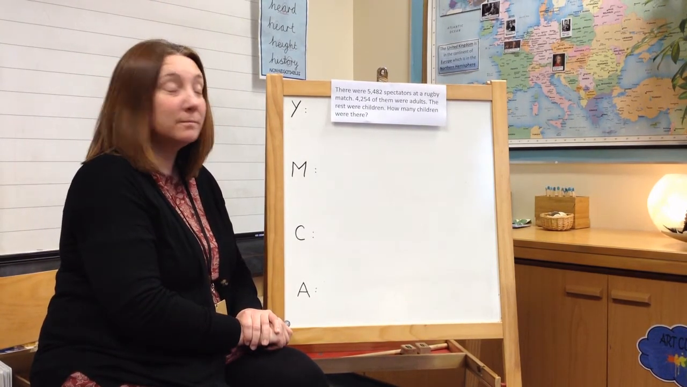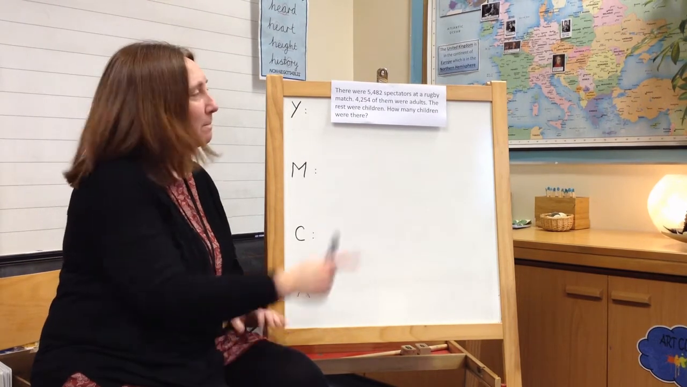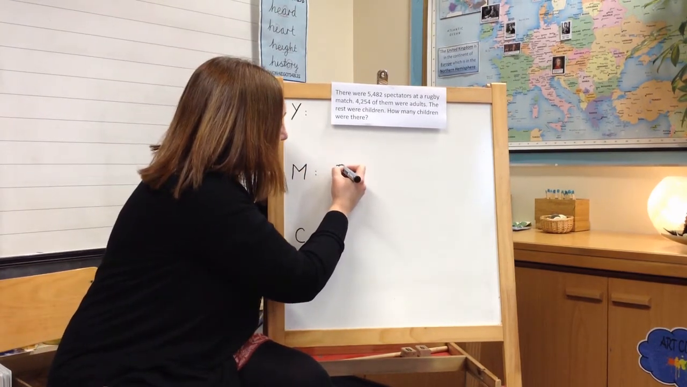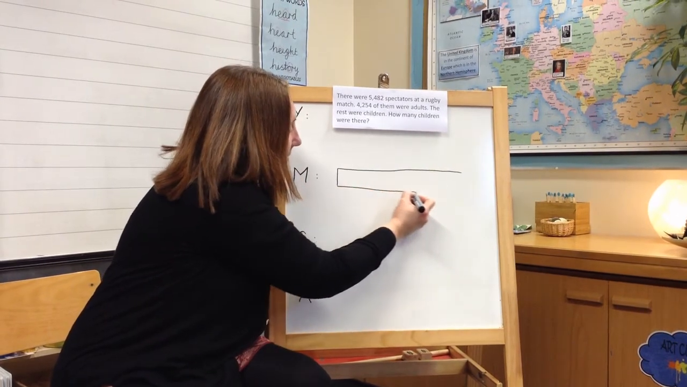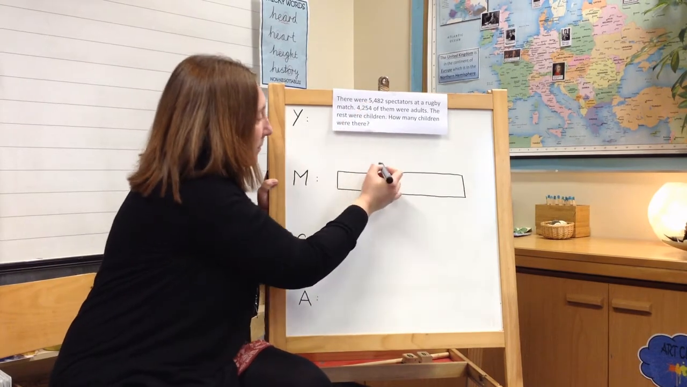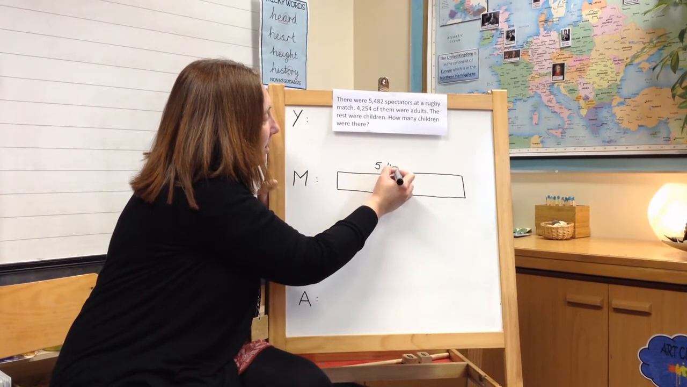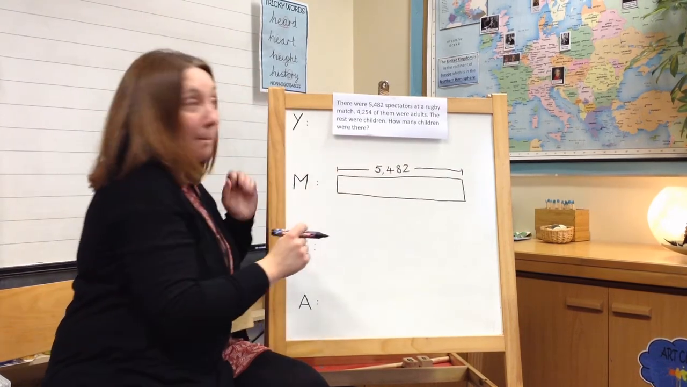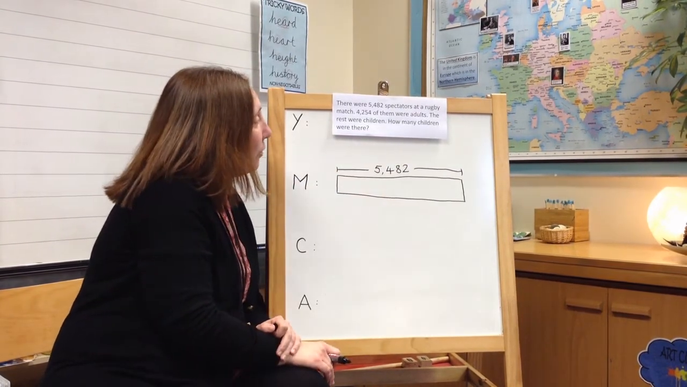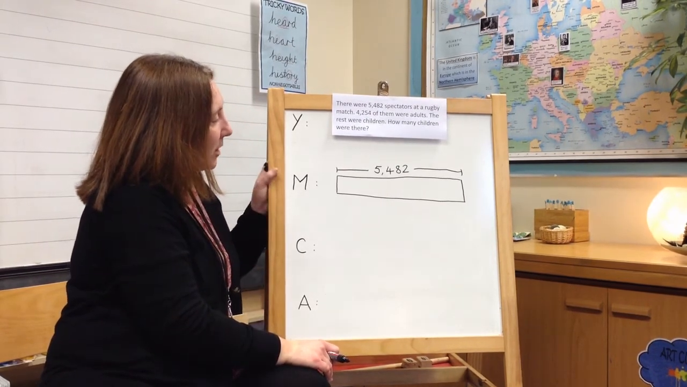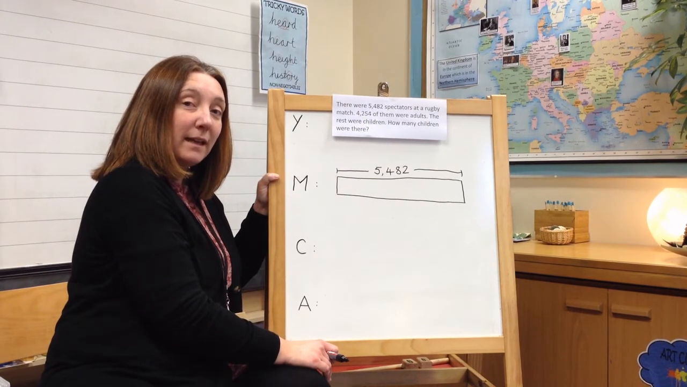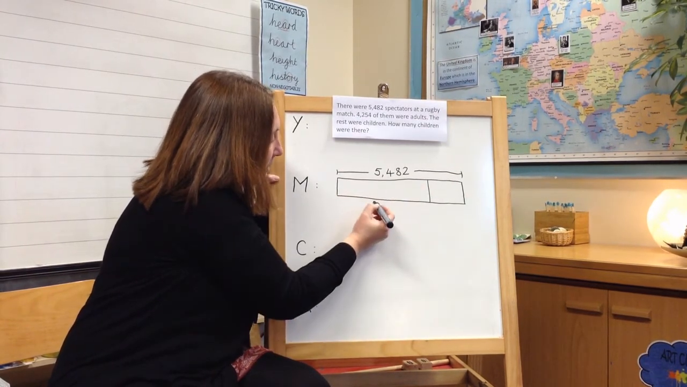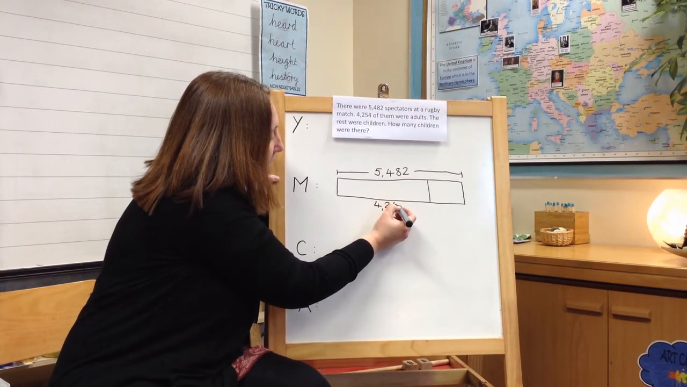Okay, so we need to model the problem first. Again, I know it's a part whole because we've been given the whole number of spectators. And then we know about part of them. We know the part that are adults. So my bar is going to represent all of the spectators, which is 5,482. The part of this that we've been given is 4,254 adults. So I need to approximate, estimate where that would be. I think it would be up to about there. So I need to label that 4,254.